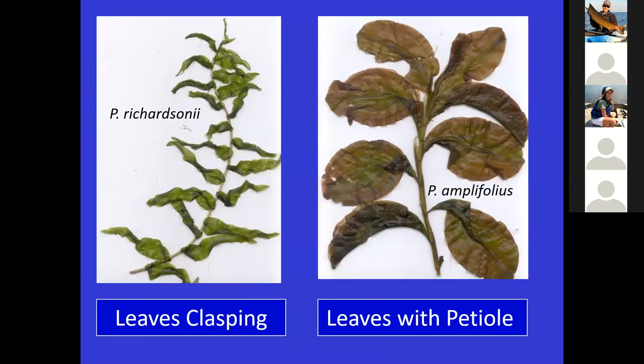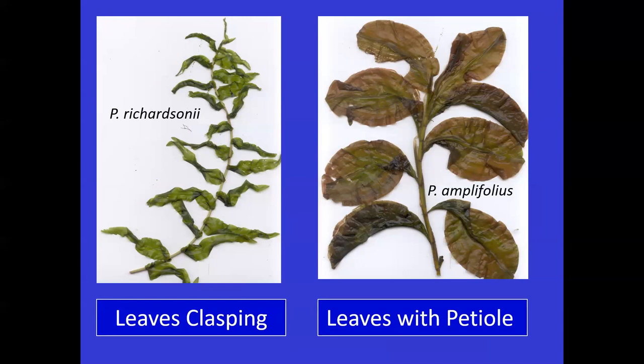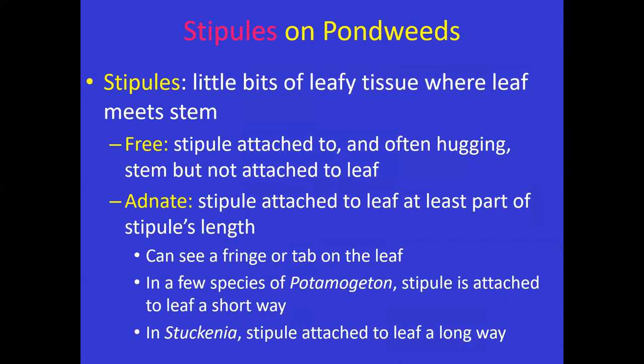Sometimes the leaves are clasping and hugging the stem, and that can be very distinctive, especially, for example, this clasping leaf pondweed, Potamogeton richardsonii, or sometimes there's a little bit of a petiole, such as this Potamogeton amplifolius. So that will also help you in figuring out what you've got. Next plant, next slide. So I need to spend a little time talking about stipules.